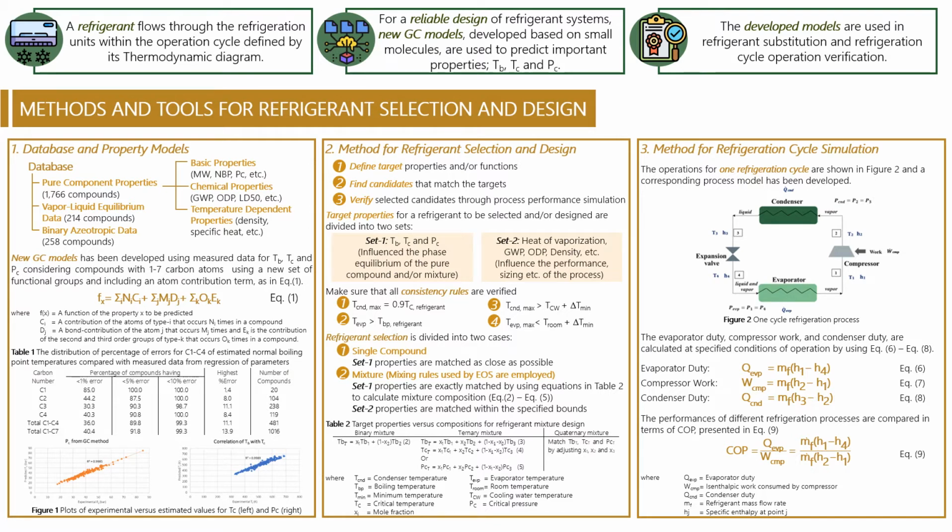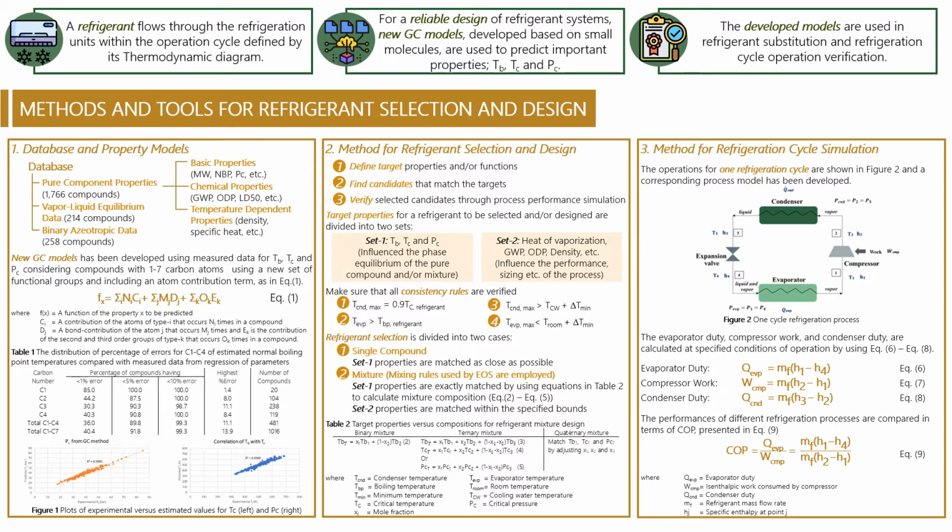The refrigerant selection is divided into two cases. Case 1 is the single compound. The set 1 properties are matched as closely as possible. Case 2 is the mixture compound. The set 1 properties are exactly matched by using the equations in table 2 to calculate mixture composition, and the set 2 properties are matched within specific bounds.